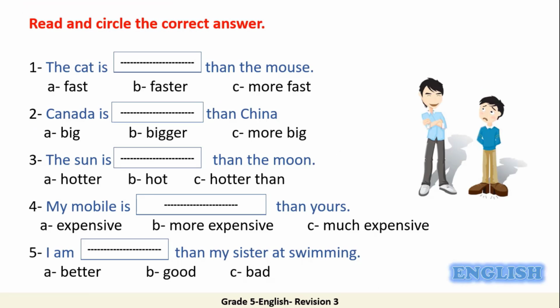Now let's practice. Here you are going to read and circle the correct answer. Let me help you to do the first one. Number 1. The cat is faster than the mouse. Here the answer is faster because we compare between the cat and the mouse. And we have the word than. Now it's your turn. You can stop the video and do the task. Go on.